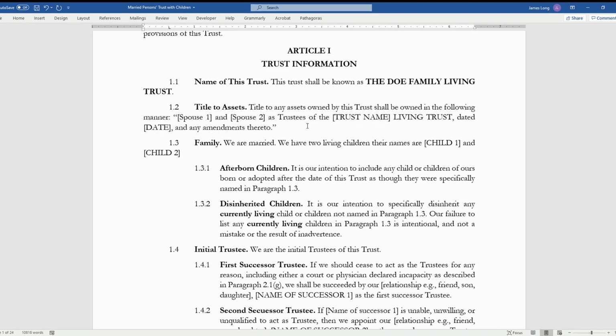Title to assets. This isn't really necessary for legalities. I put it in here because I wanted you to have a place where you could remember how to title assets. Assets to any trust are titled the exact same way every single time. It's the name of the trustees, the name of the trust, and the date. That's how you title it. So you would put your names down there, Jack and Jill Doe, as trustees of the Doe Family Trust, dated, and the date.